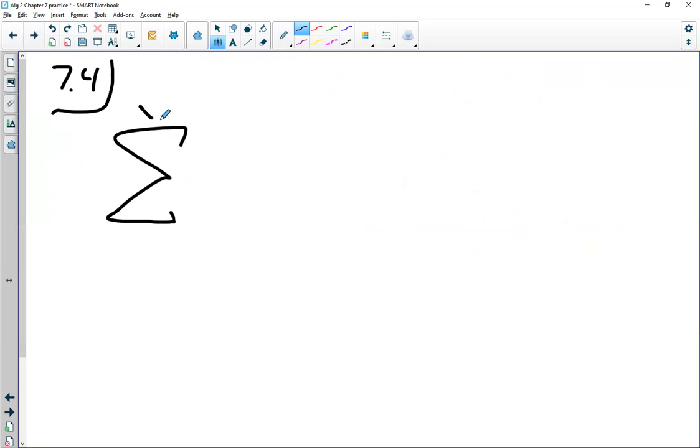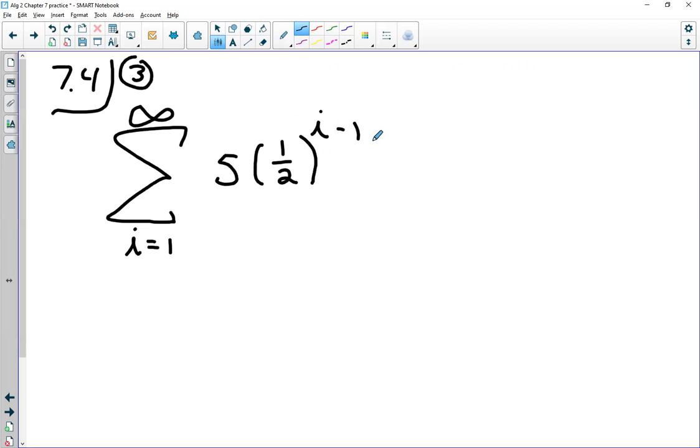All right, for this one, this is the infinite series one. We're on 7.4. This is number 3. You can definitely tell this type of problem because of the infinity symbol on the top. So you can see in this problem, it is just infinite.